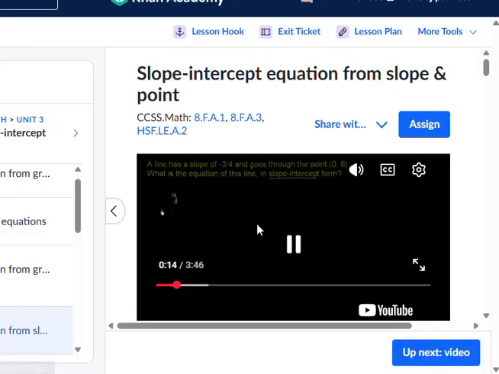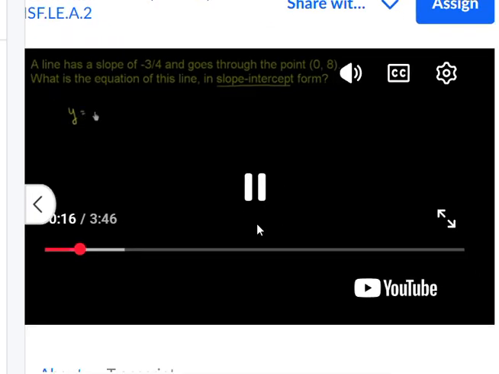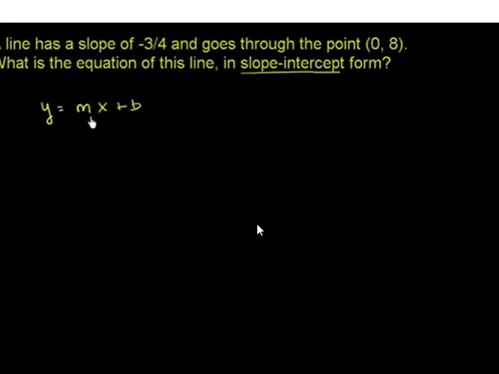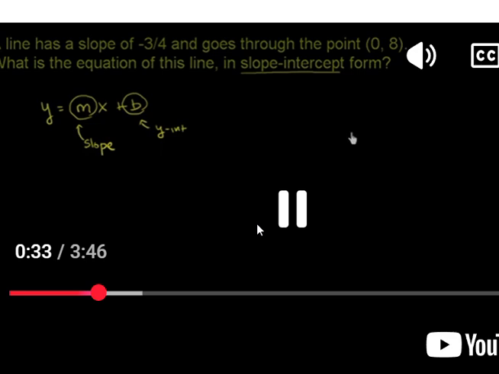Intercept form. Any line can be represented in slope-intercept form as y is equal to mx plus b, where this m right over here is the slope of the line, and this b over here is the y-intercept of the line.